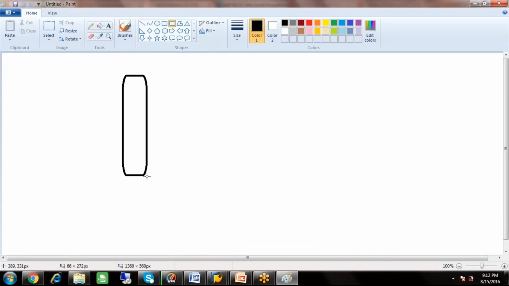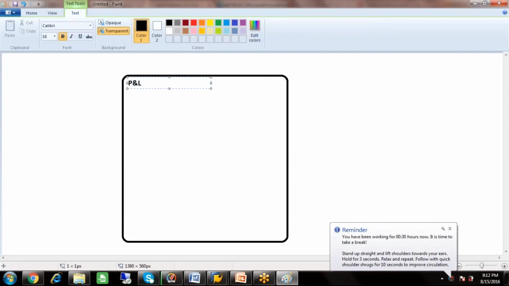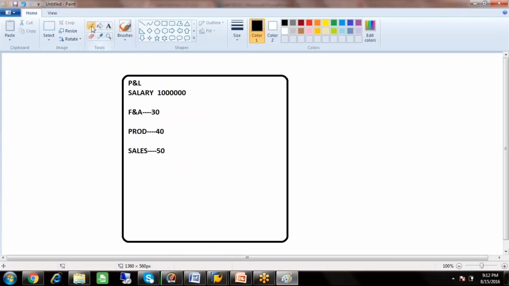Let us say my company has a profit and loss account which is giving me a figure of salary, an amount of some 10 lakhs. Now in my company I have a finance and accounts department. Let's say I have a production department, I have a sales department. There are some 30 employees working here. Some 40 employees are working in the production department. Some 50 employees are working in the sales department. Now as a head of finance department, I would like to know what are the salaries which are paid to these 30 employees, or to these 40 employees, or to these 50 employees.